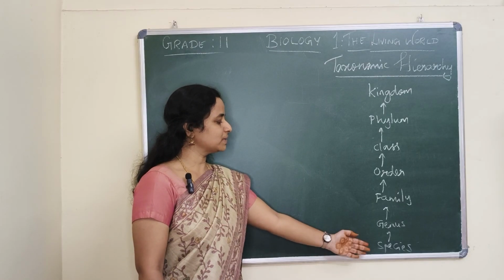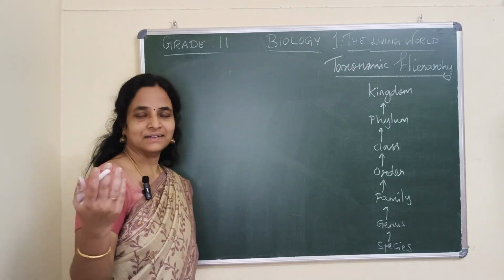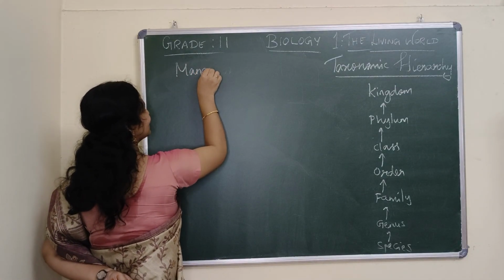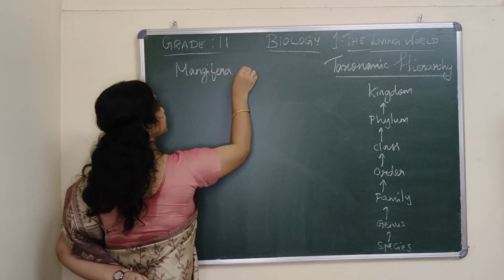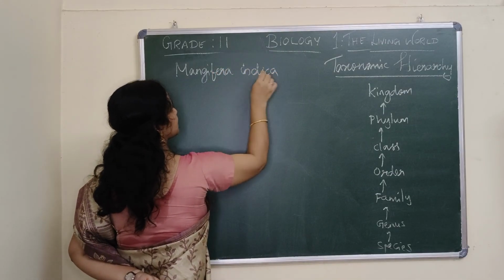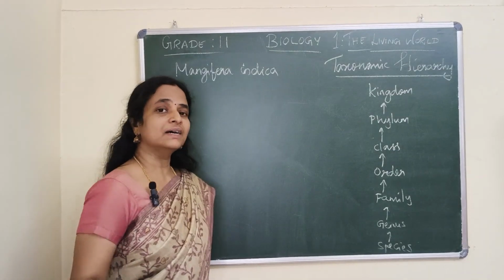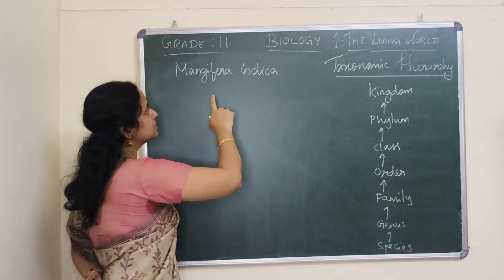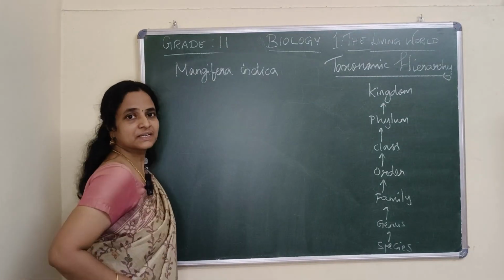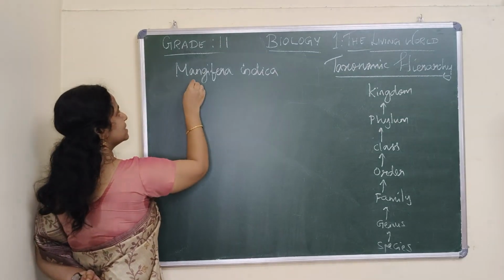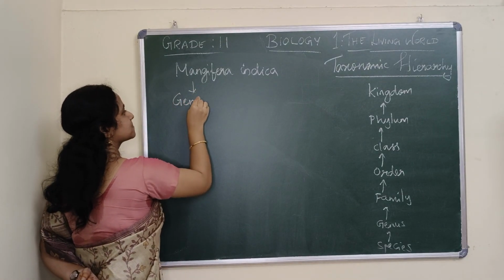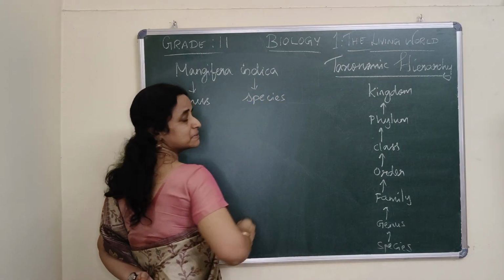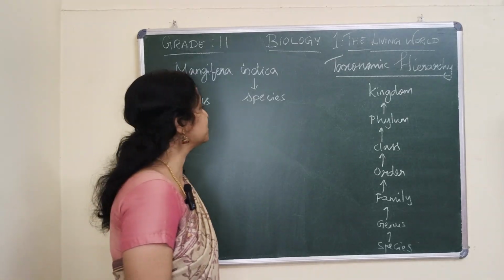First we'll start with the lower ranks. We'll take a common example, the same Mangifera indica. When you take Mangifera indica, as I already told you, in binomial nomenclature, we will name the organism in two names. So what is the first name that comes? Genus. The first name will be the genus and the second name will be the species, or the specific epithet. We say it as specific epithet.